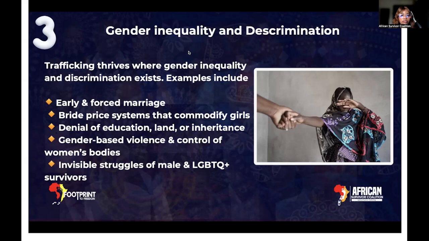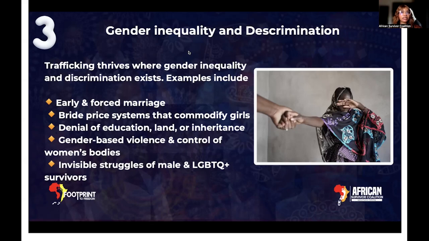Another is early and forced marriage, which is one of the clearest examples of gender inequality. When girls are exchanged for goods, for money, or to settle social debts without their consent, that is definitely trafficking. There is also the system of bride price that, when it's misused, can place a price tag on a girl's life. This makes the girl more likely to be seen as property rather than as a person, especially in times of economic pressure or conflict.